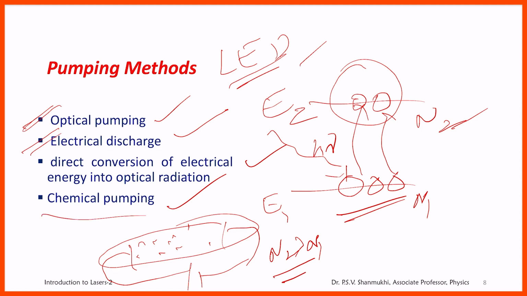Chemical pumping: an exothermal chemical reaction is used here. Exothermal means energy is released, thermal energy is released. That energy is absorbed by the atoms in the ground state. Later, they will go to the excited state. Population inversion will be achieved. This is called the chemical pumping method. Basically, there are several pumping methods, namely optical pumping, electrical discharge, direct conversion, chemical pumping. These are some popular pumping methods.